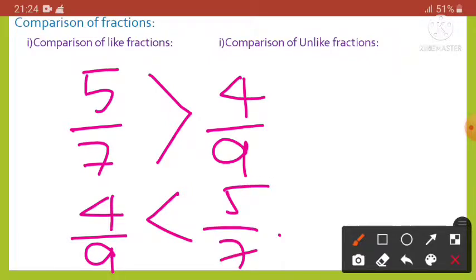Okay, so for comparison of unlike fractions we have to first find out the LCM of the denominators to make the unlike fractions into like fractions, and then only compare the numerators, then we will know the greater number or lesser number. Okay, it is the method.